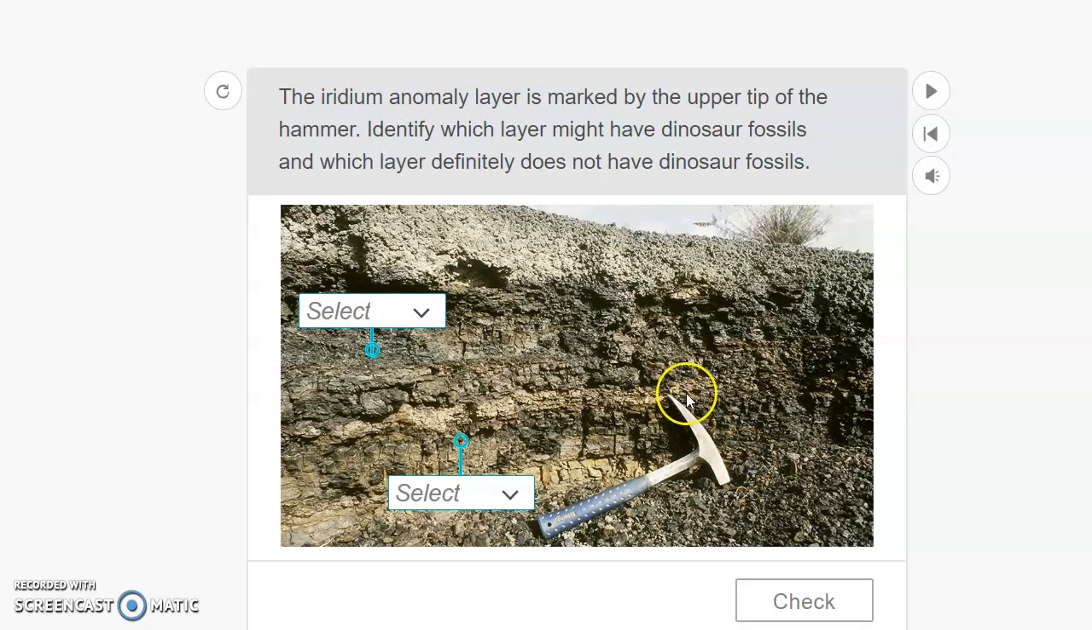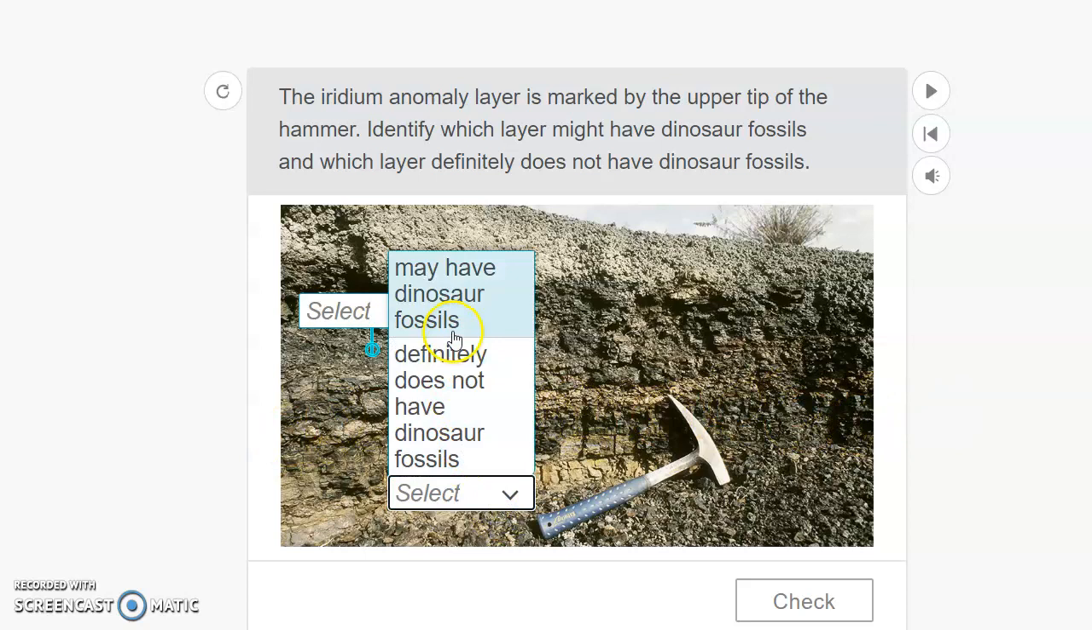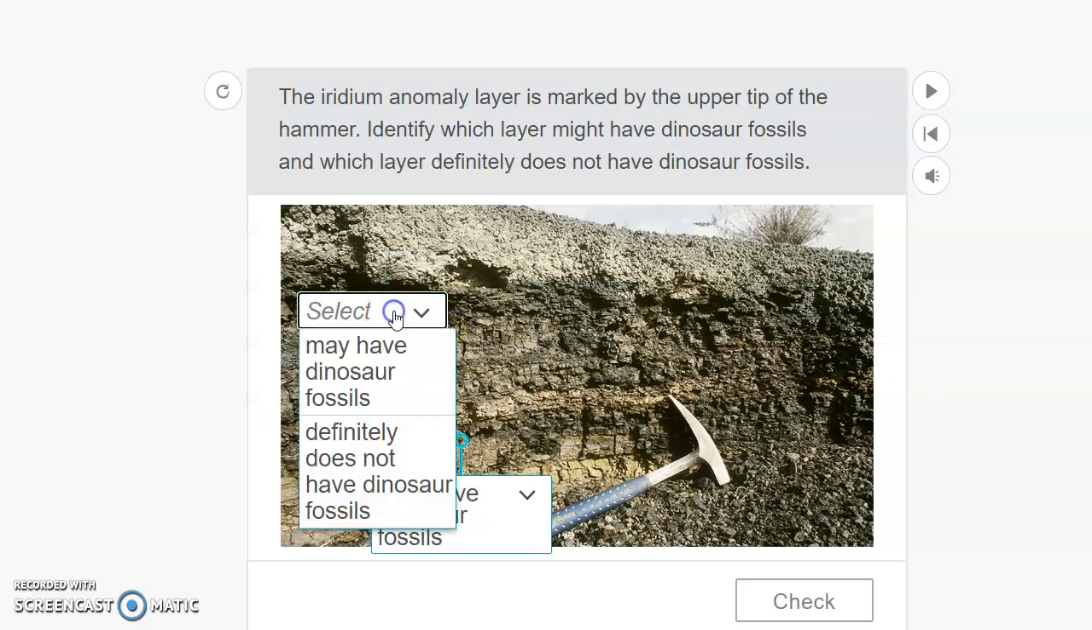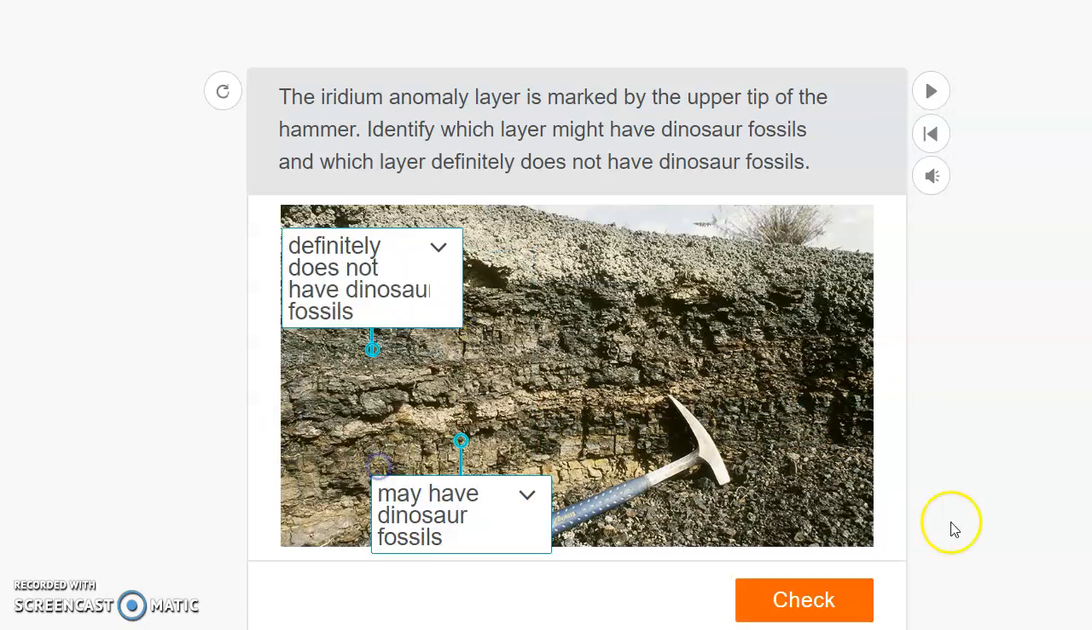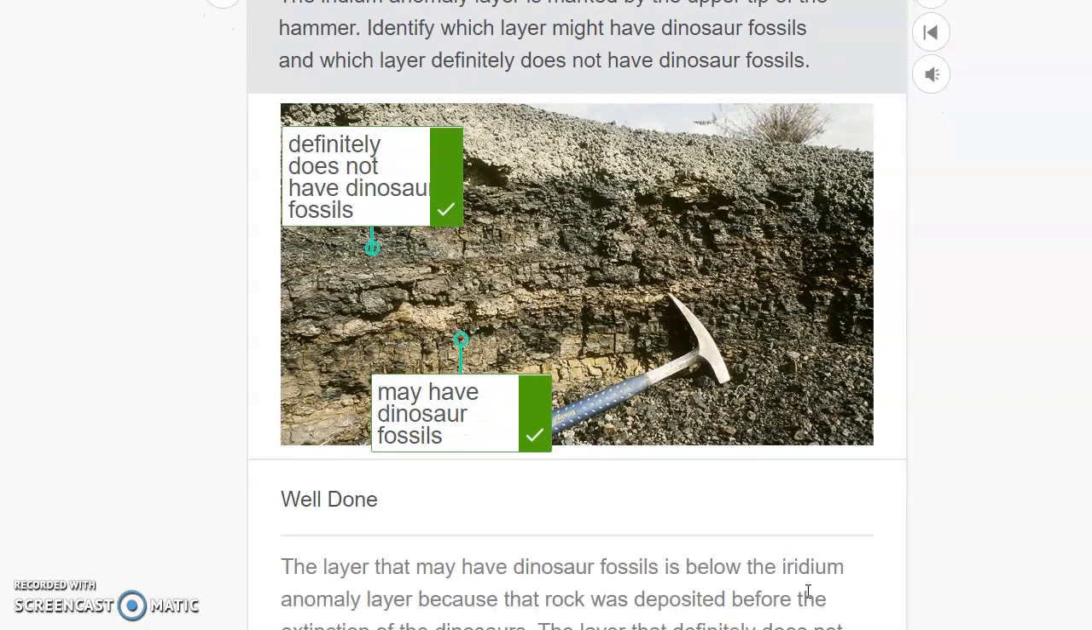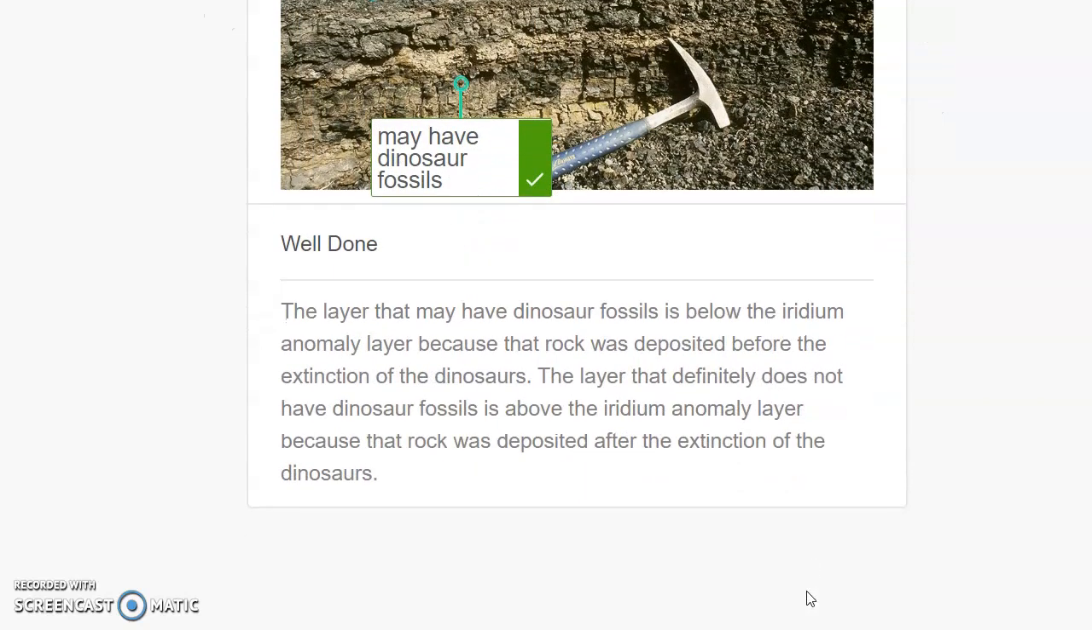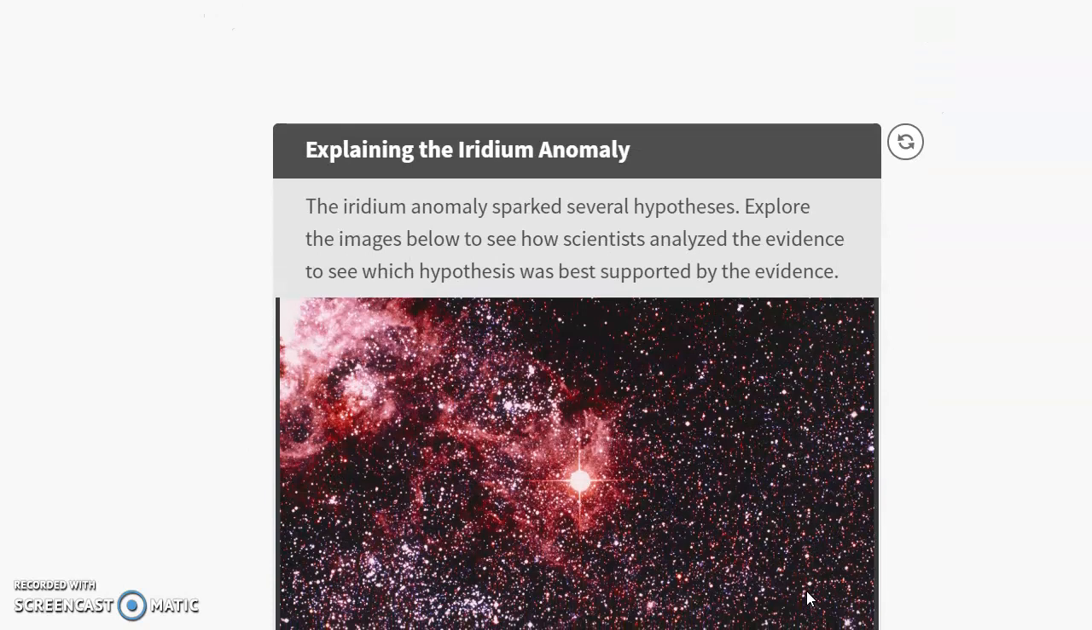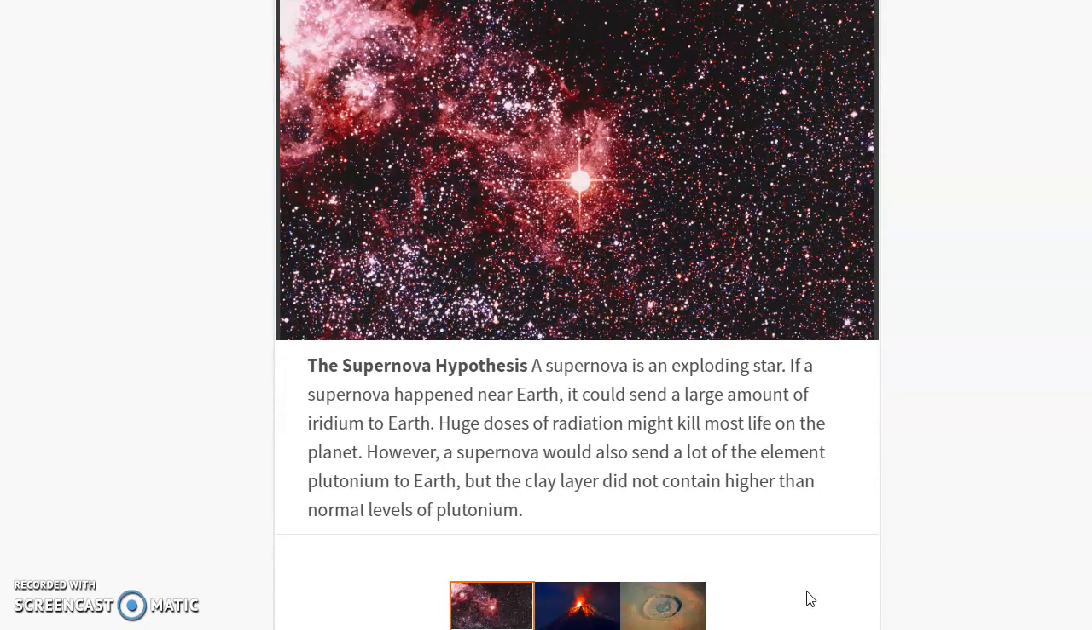So here's iridium. Okay. Which layer might have dinosaur fossils and which doesn't? So if this is iridium, remember the layers, I would say that this dot is closest to that. So may have dinosaur fossils and definitely does not have dinosaur fossils. Okay, the layers are important to keep a straight layer.